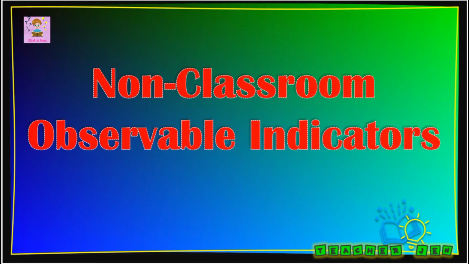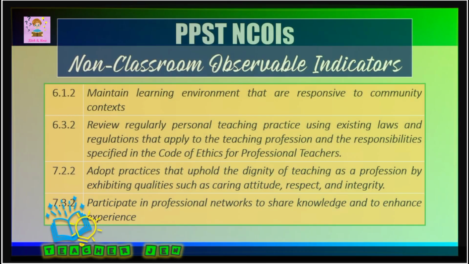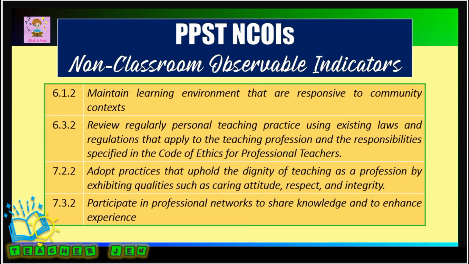Let's now proceed to the 4 PPST non-classroom observable indicators covered in our TRF. As shown here, we have the following 4 NCOI from the PPST. We have PPST 6.1.2, maintain learning environments that are responsive to community contexts. PPST 6.3.2, review regularly personal teaching practices using existing laws and regulations that apply to the teaching profession and the responsibilities specified in the Code of Ethics for Professional Teachers.